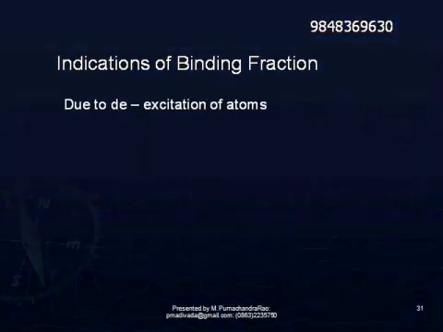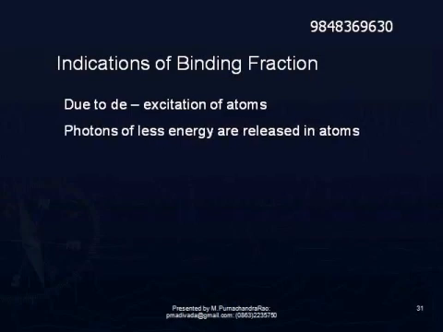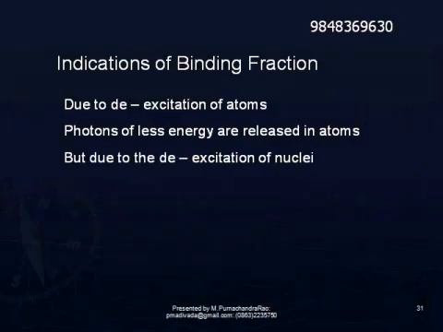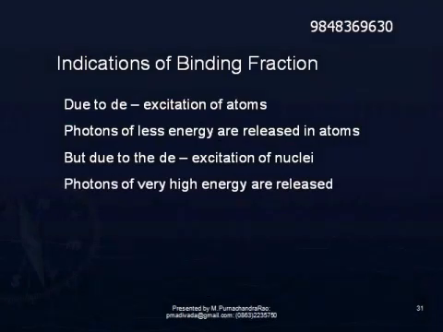Due to the de-excitation of an atom, photons are emitted. Less energetic photons are released. But in the case of nuclear de-excitation, the energy is very high. It is so high that gamma radiation is emitted. Highly energetic gamma radiation is emitted from the nucleus due to its de-excitation.